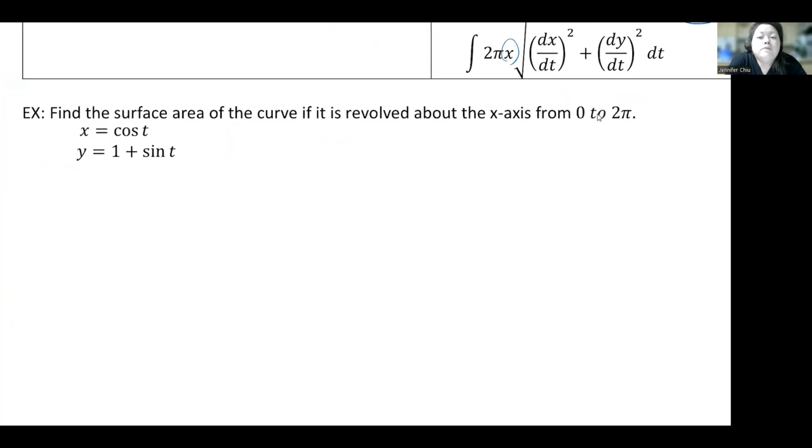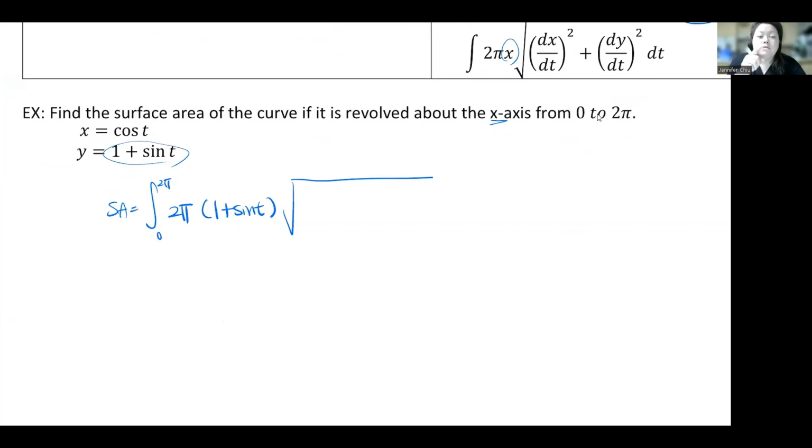So let's see. Find the surface area of the curve if it is revolved around the x-axis from 0 to 2 pi. So your surface area is going to be the integral from 0 to 2 pi, and because this is about the x-axis, I'm going to use my y component, so 1 plus sine t, okay? And now my arc length differential.